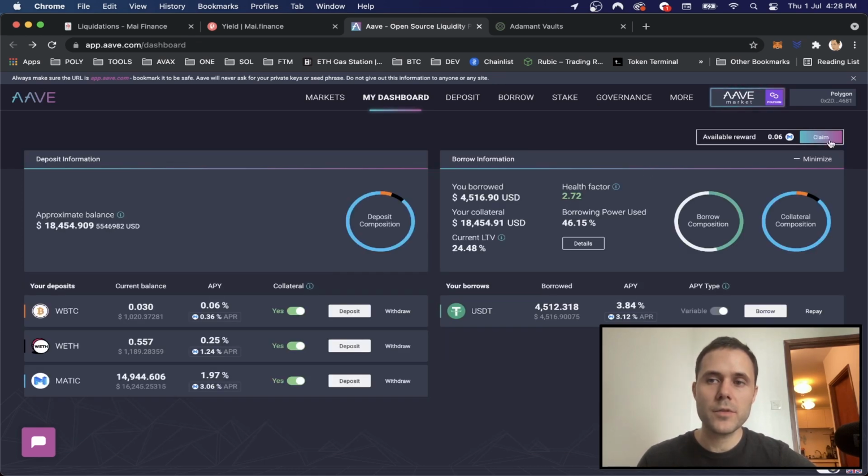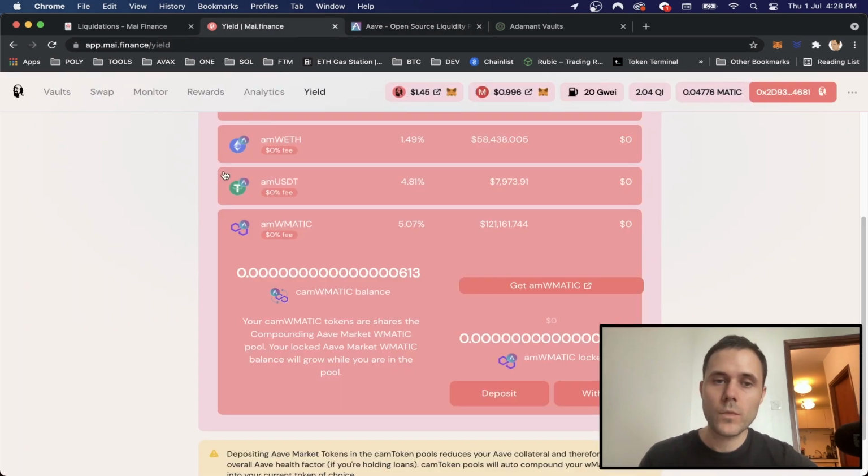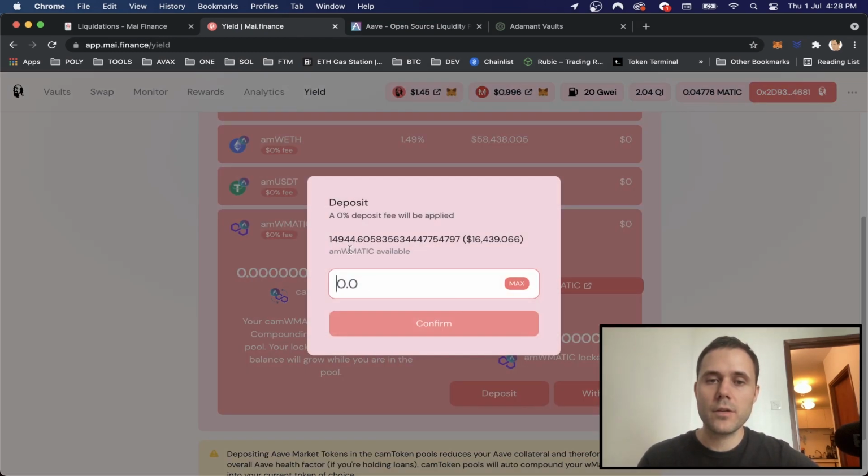So depending on what you want to do, maybe many people will just take the rewards and then just compound their collateral. And then hopefully this should balance out the interest you're paying on your loan. But what Mai Finance offers is you can deposit. If we click deposit here, I've got the option of a token, which represents the deposits here, like I was talking about. So we can see this worth 16,000.